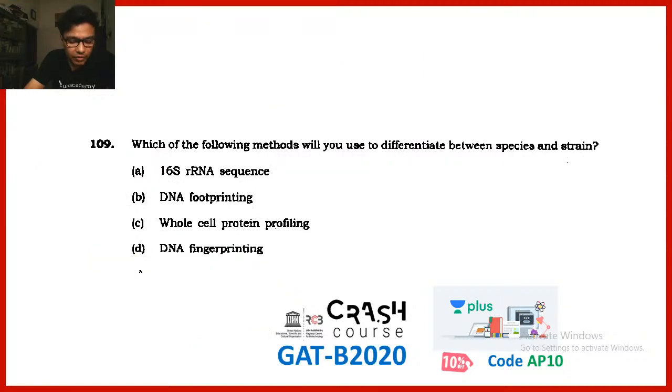So this kind of little bit of mathematical question can be asked. Now, which of the following methods will you use to differentiate between a species and a strain? Try to answer this question, guys. Which of the following methods would you be using? DNA footprinting, whole cell protein profiling like the proteome, DNA fingerprinting, etc.